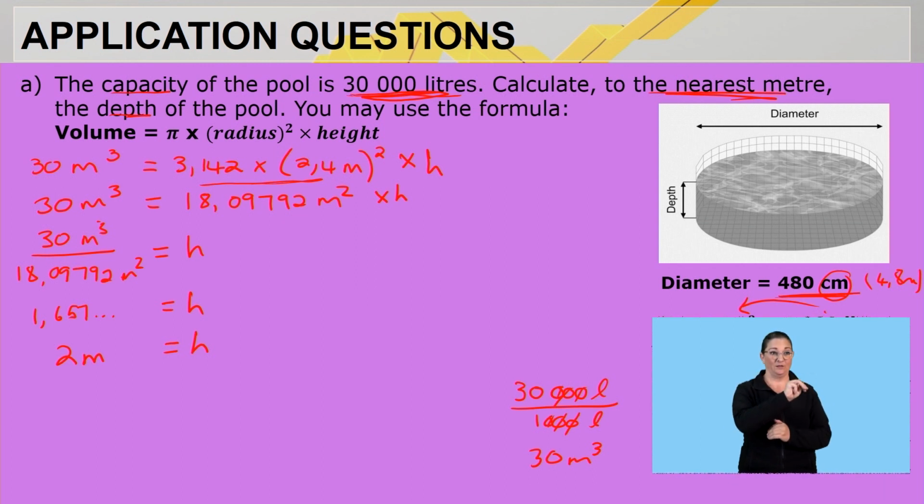I ended with 1,657. And based on the instruction that I must round off to the nearest meter, I rounded 1,657 off to the nearest meter, and that gives me 2 meters. Clear? All right, let's look at one more question.